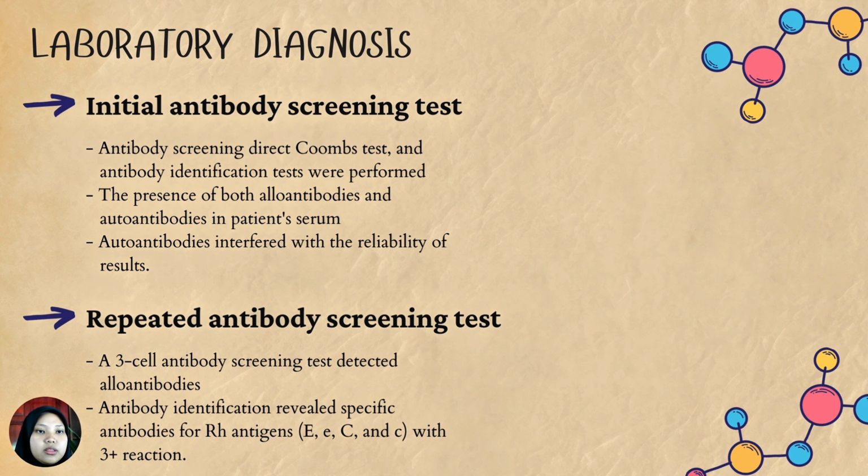These are the lab diagnoses that have been done in the hospital. First, we have the initial antibody screening test. Antibody screening, direct Coombs test and antibody identification tests were performed. The presence of both alloantibodies and autoantibodies in the patient serum. Autoantibodies interfere with the reliability of results.